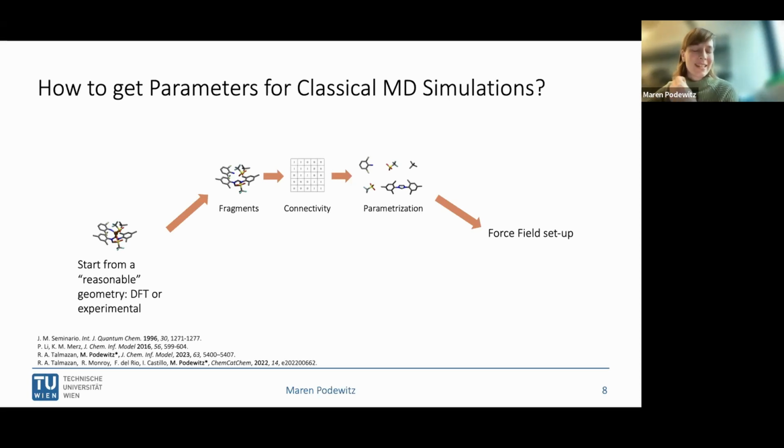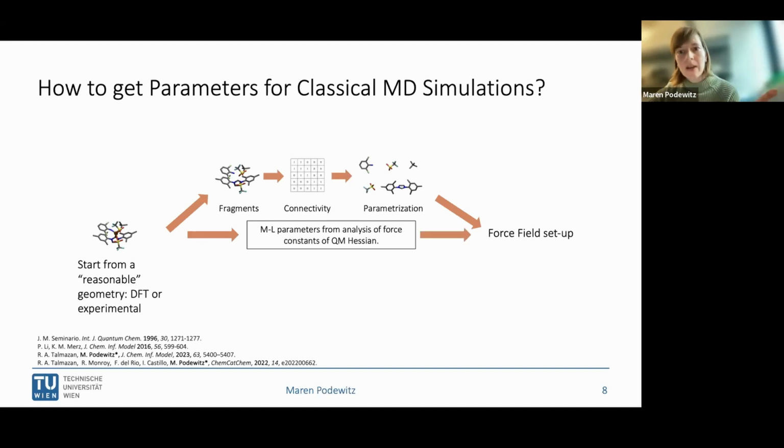Then the second thing is that we also need parameters for the metal and the ligand. We used a method that was established in the 1990s by Seminario, and I'm pretty sure there are also others. We rely on the quantum mechanical Hessian and use that information, the Cartesian Hessian, to come up with a force constant. Then we can get parameters for the metal and the ligands based on this reasonable DFT structure. This is then another part of the force field.